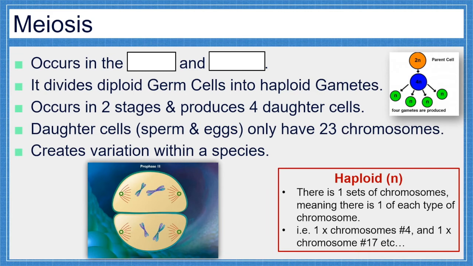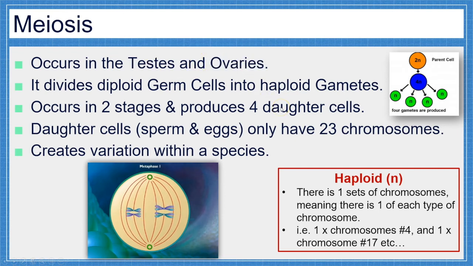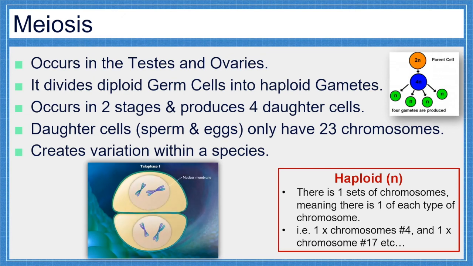But now we want to stop and look at meiosis. And meiosis is a very similar but also very different process. So the whole point of meiosis is we are making gametes. Now, meiosis is going to occur in the testes in guys and the ovaries in girls. So those are the tissues that this is actually going to happen in.